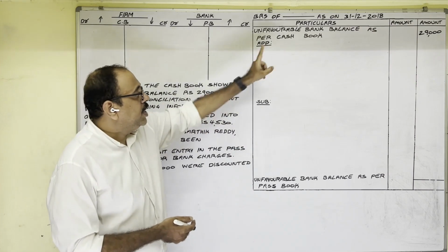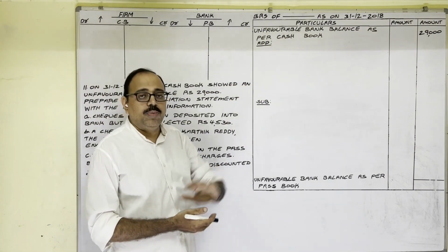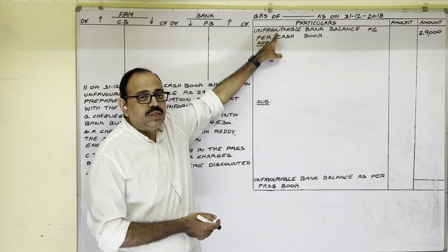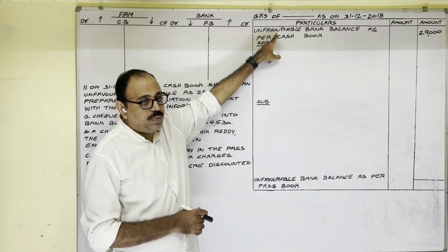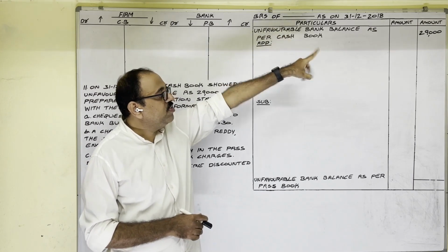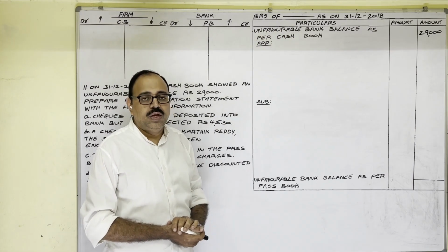Table format: particulars, inner amount column, outer amount column. So as per cash book, an unfavorable bank balance is given now. With that, we have to start the problem. So write down that sentence: unfavorable bank balance as per cash book, 29,000 rupees in the outer column.